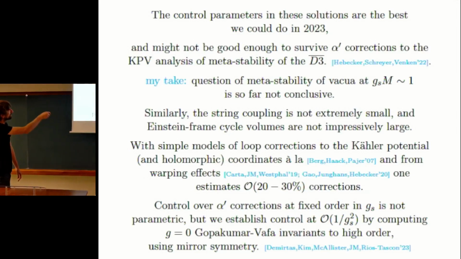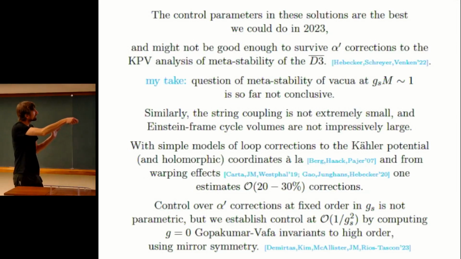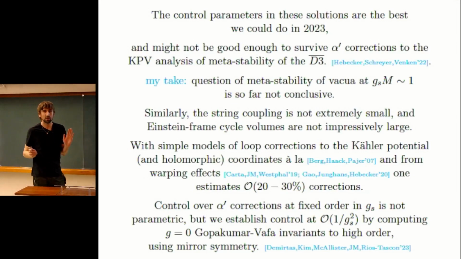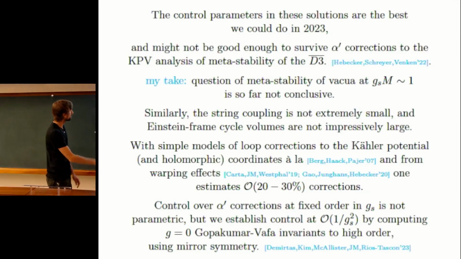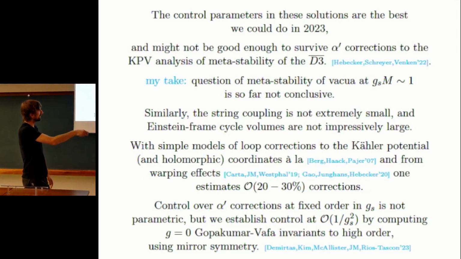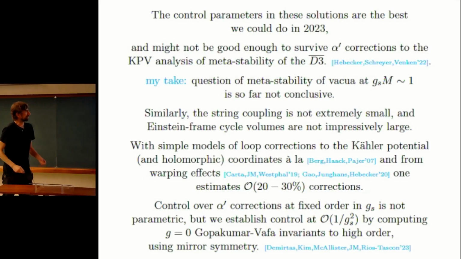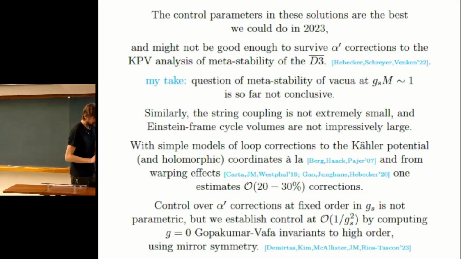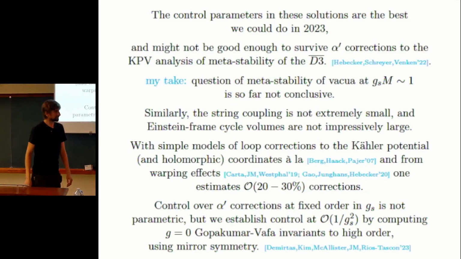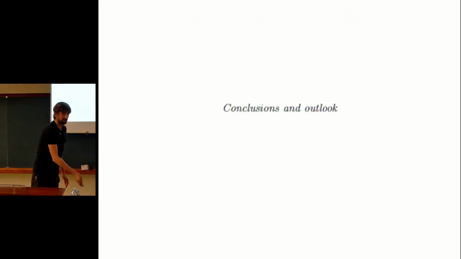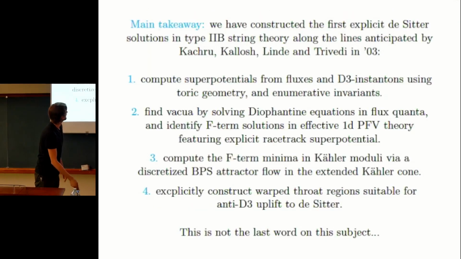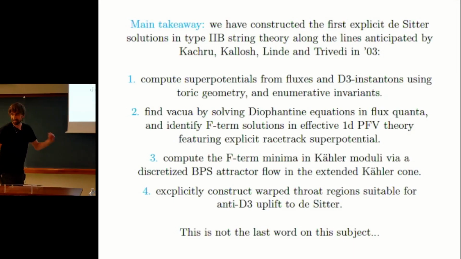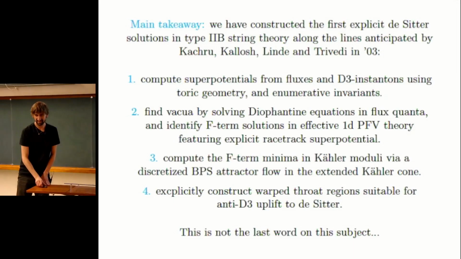The string couplings are not extremely small. Einstein frame cycle volumes are not impressively large, so there's a bit of a question there as well. And if you make a simple ansatz, basically similar to Bena et al., for corrections, one finds order 20 to 30% corrections. So these are not extremely well controlled, but I see this as good motivation to study these further. And so I'm just going to flash the outlook here, and thank you for your attention.